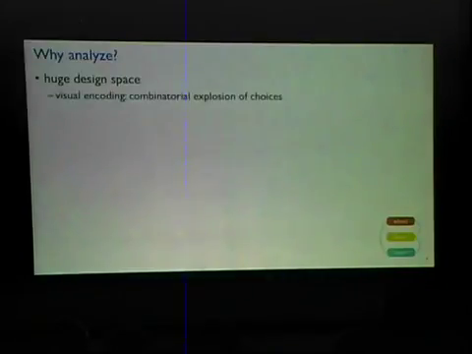So why do this kind of analysis? Well, the issue is there's actually an enormous design space for how to design these kinds of interactive visualizations. Just the visual encoding alone, this question of how do you have marks on a display that actually communicate information using things like size and shape and color and position, that's a very big combinatorial explosion. And then when you add interactivity, the space is bigger.